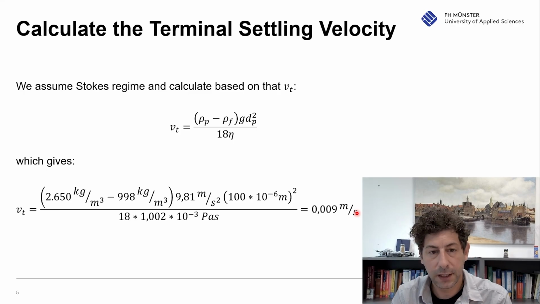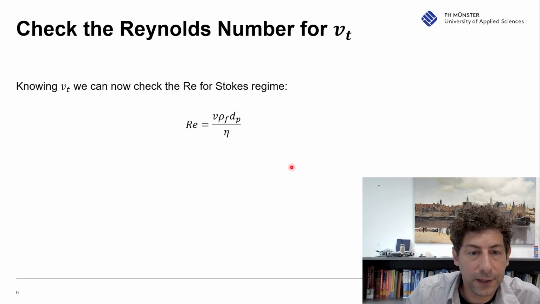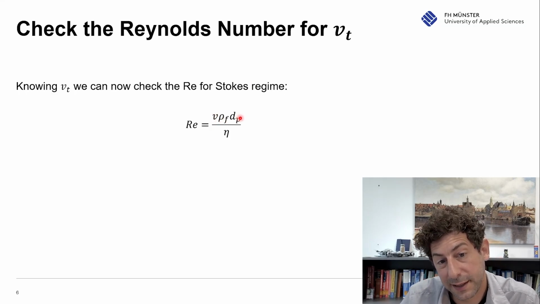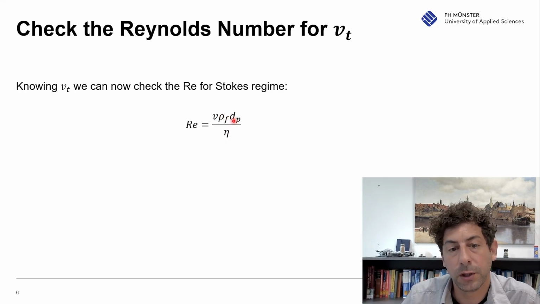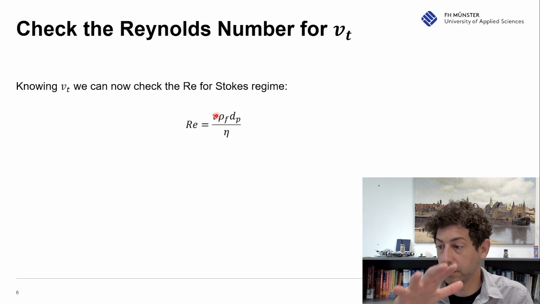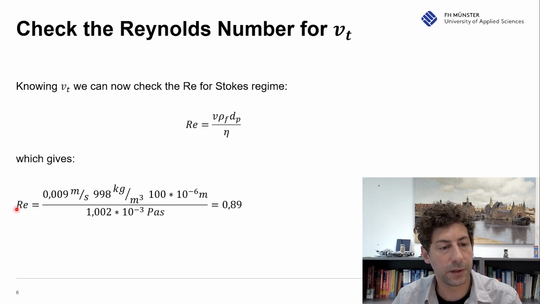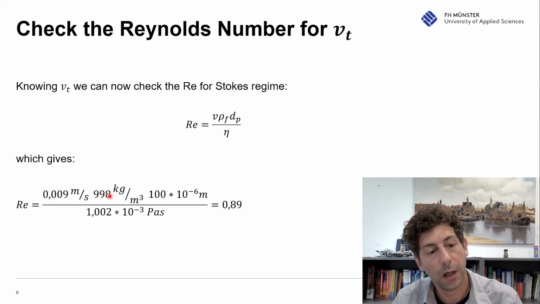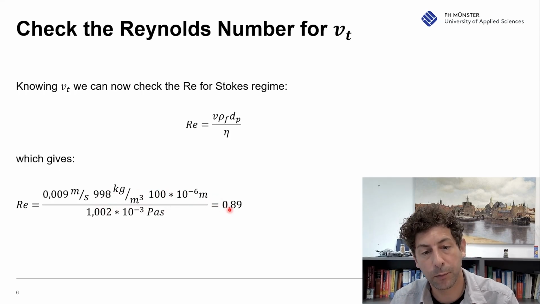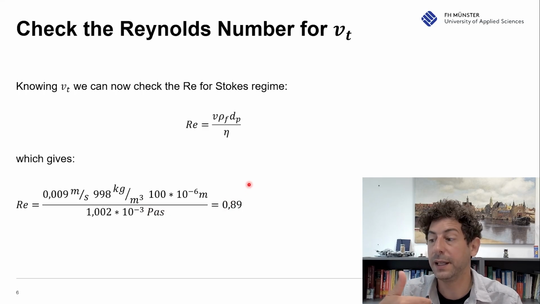Therefore we can check it by calculating the Reynolds number, because the Reynolds number will tell us if this is a good assumption. The Reynolds number is the velocity, density of the fluid, size of the particle, divided by the viscosity of the fluid. The density of the fluid we know, the size of the particle we know, the viscosity of the fluid we know, and the velocity of the particle we calculated, right? So we can put all the numbers in, 0.009 meter per second, 998, then the size, and here we have the viscosity, and this will end up with a Reynolds number of 0.89.